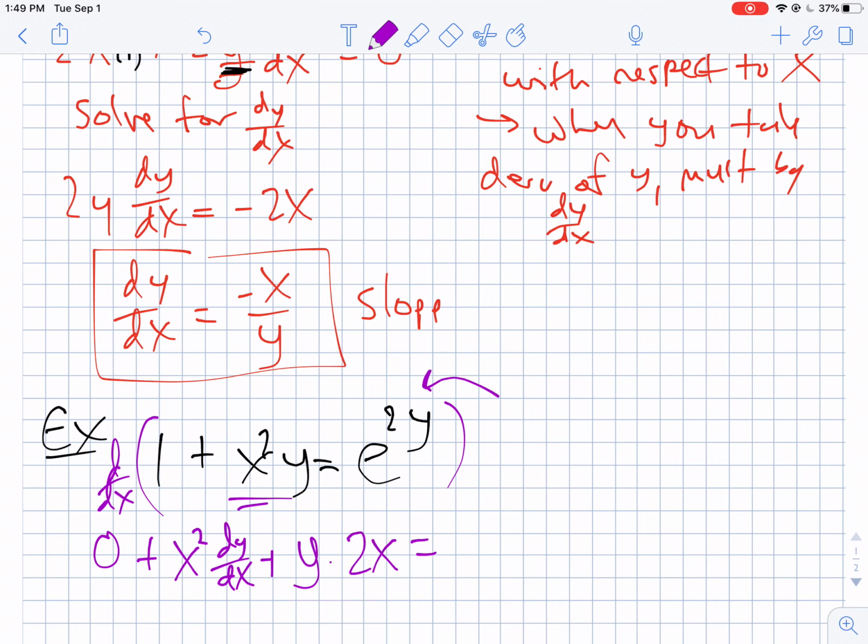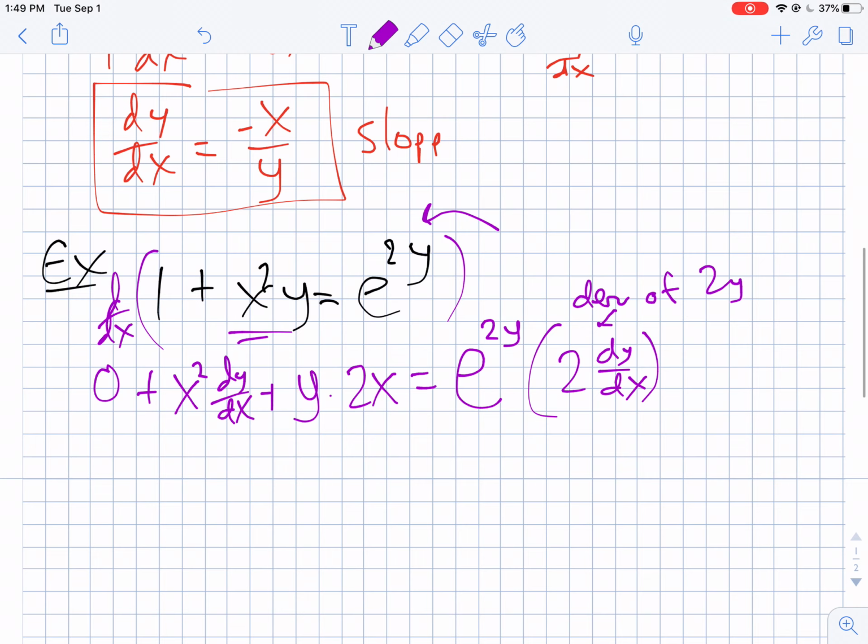And then on the right side, the derivative of e to the 2y is e to the 2y times the derivative of 2y. The derivative of 2y, of course, is 2 times the derivative of y, dy dx. Now, you might feel like you're in a little bit of a pickle here because there are 2 dy dx's, but the good news is these problems are always solvable. So what we're going to do is get those dy dx terms on the same side.